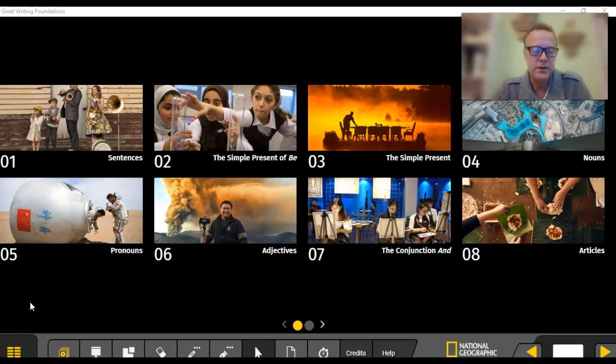Chapter three, the simple present verb. Chapter four, nouns. Chapter five, pronouns. Chapter six, adjectives. Chapter seven, conjunctions. Chapter eight, articles: a, an, and the. Chapter nine, prepositions. Chapter 10, simple and compound sentences.